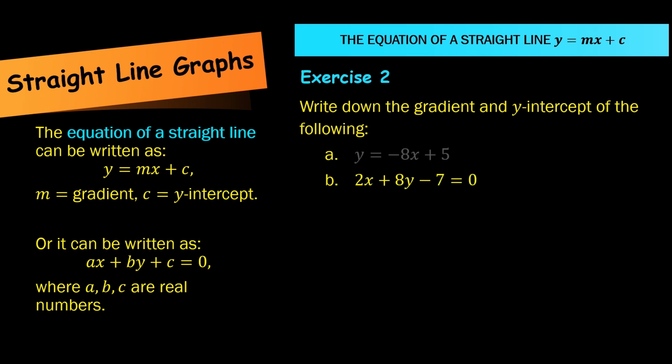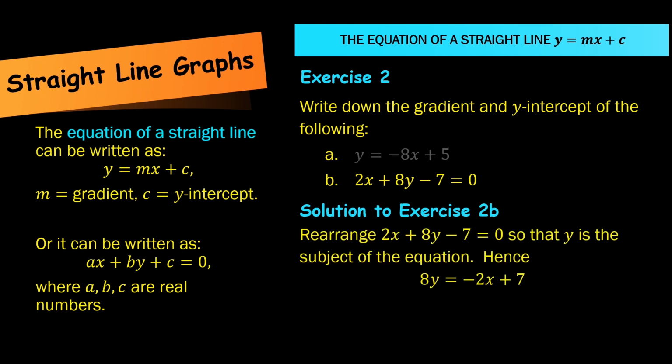We will now proceed to find the gradient and y-intercept for part 2b. Since 2x plus 8y minus 7 equals 0 is not in the form y equals mx plus c, we need to make y the subject of the equation first. Hence, 8y equals minus 2x plus 7. And dividing by 8 gives y equals minus 1 over 4x plus 7 over 8.